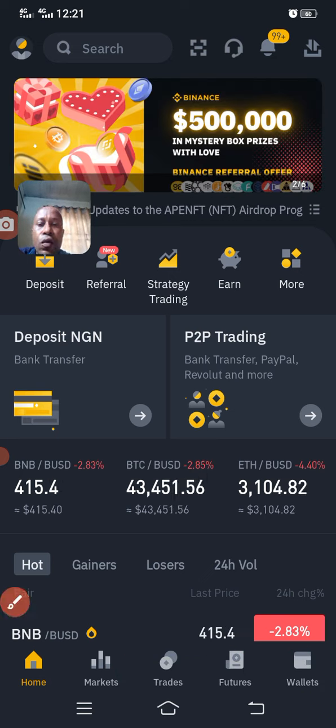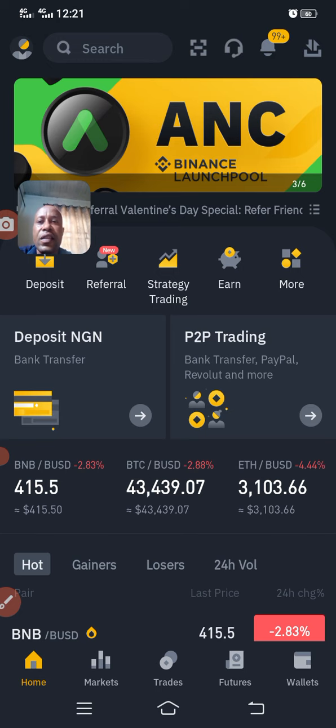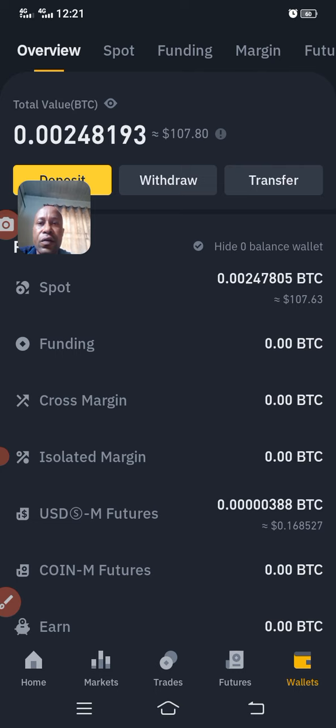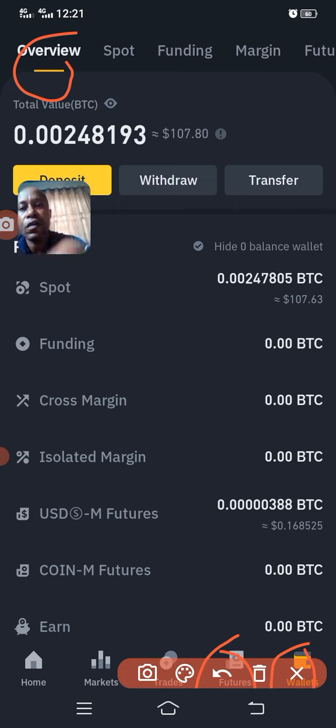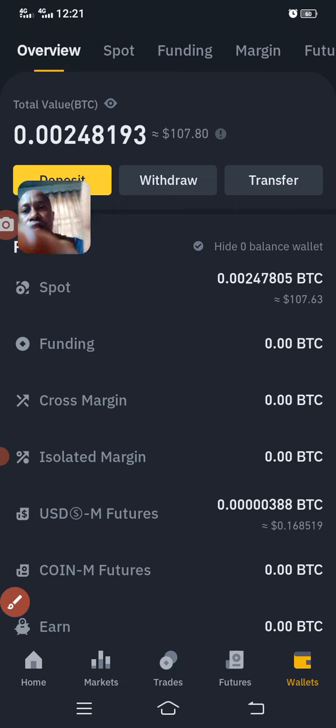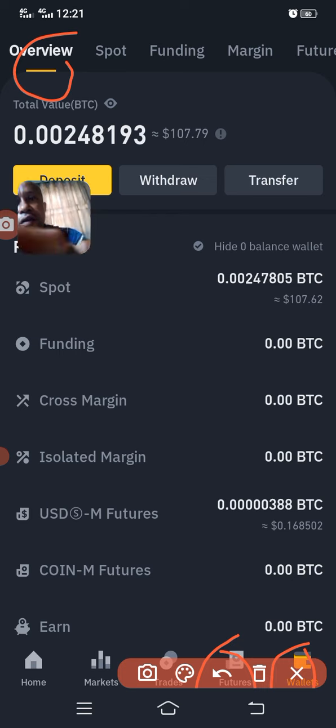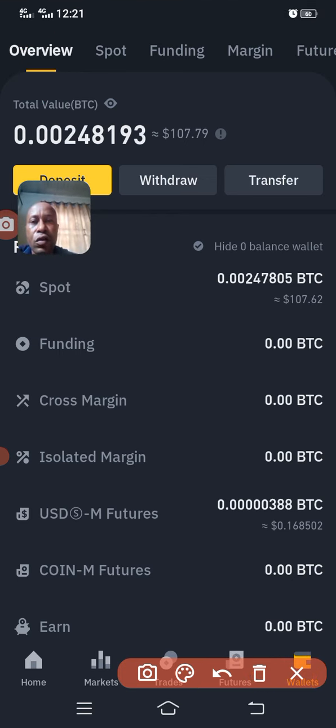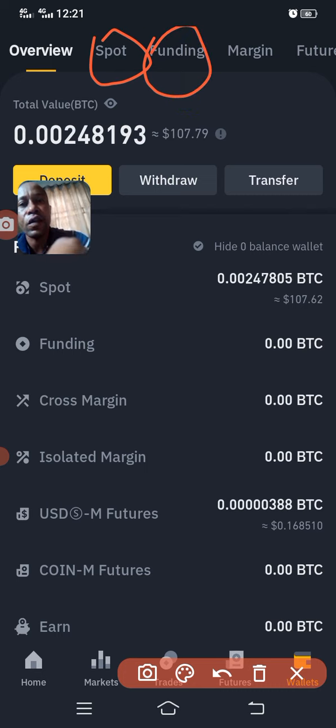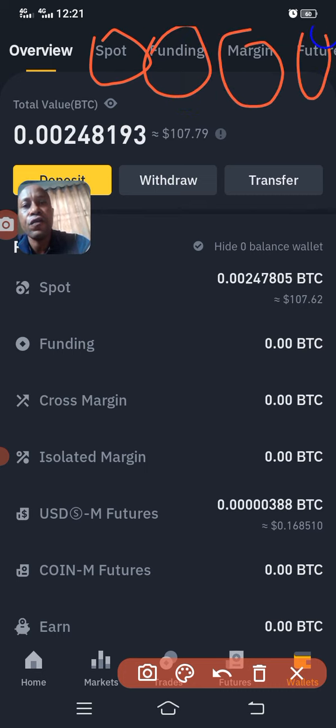So for you to know your wallet, the coins that are listed on your wallet, this is where you store your money. You click on wallet. Once you click on wallet, we have an overview. You look up there, you see an overview, but you are looking at spot wallet. This is your spot wallet. We have funding wallet, we have margin, and we have features. Yes, I will explain them one after the other.